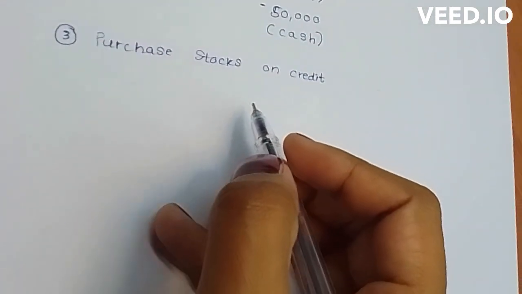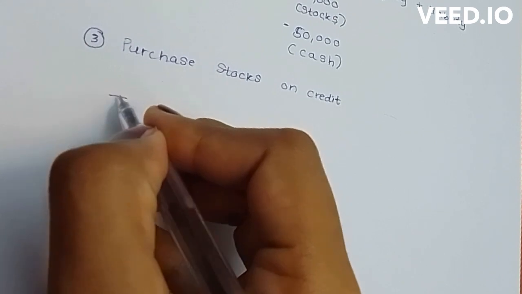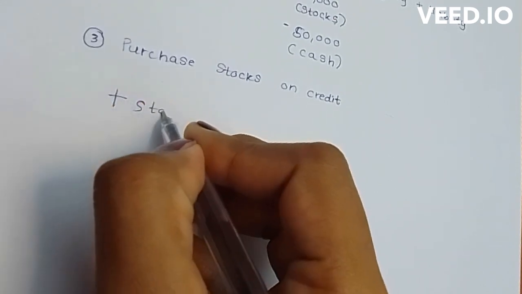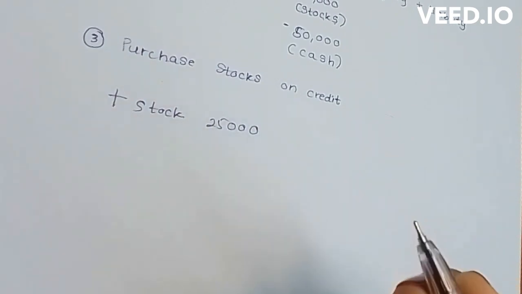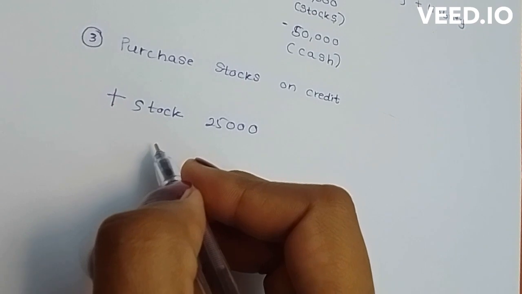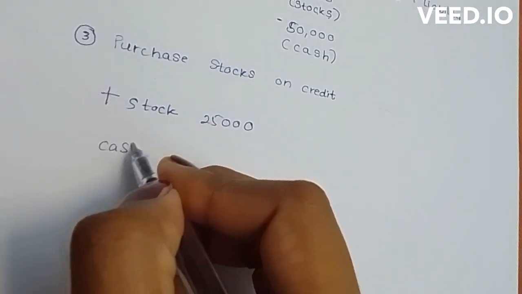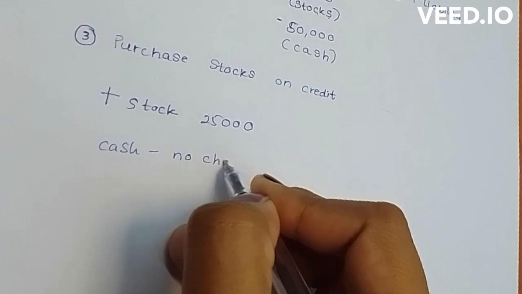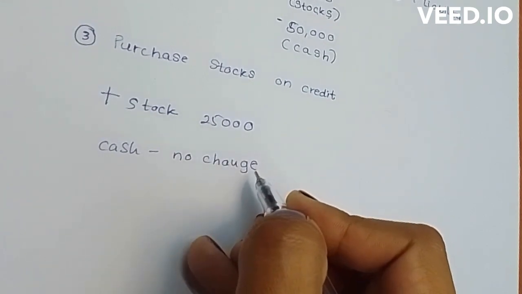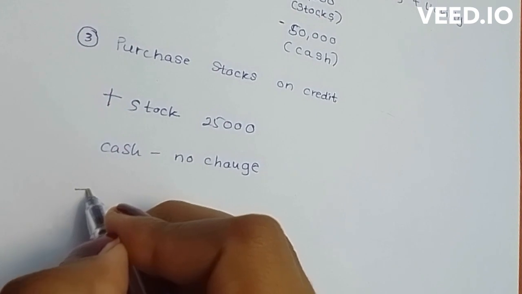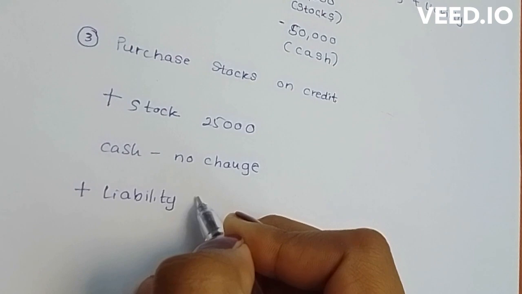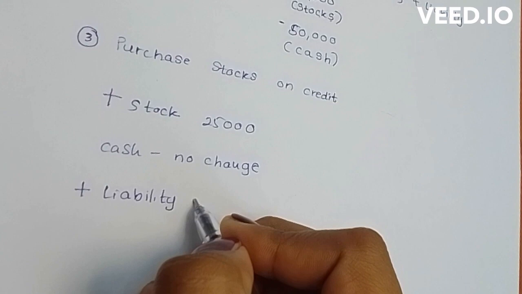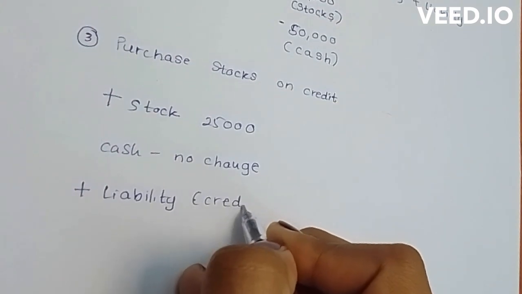So when we purchase stocks on credit, what will happen? The business is getting stock. Here the worth is 25,000. Since we are not paying cash, there is no change in cash. But instead we are getting a liability. That means our supplier will become our liability. We are simply getting a creditor.